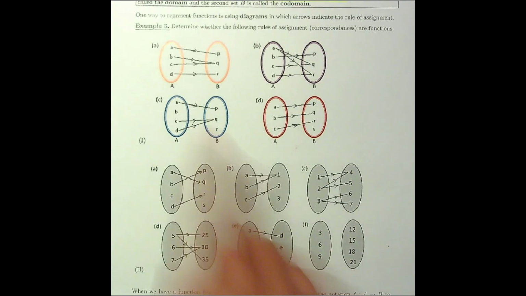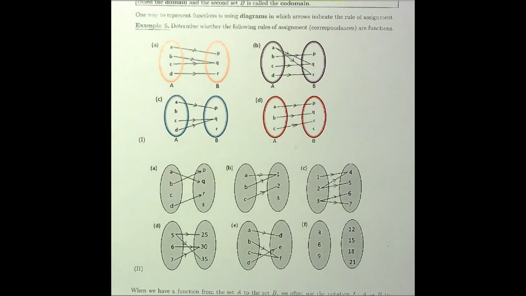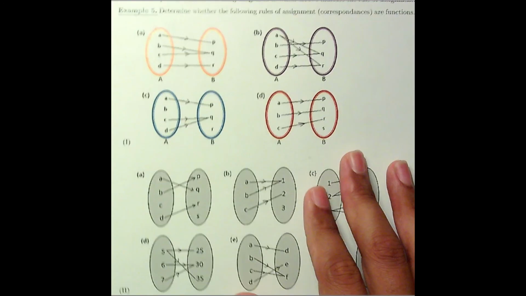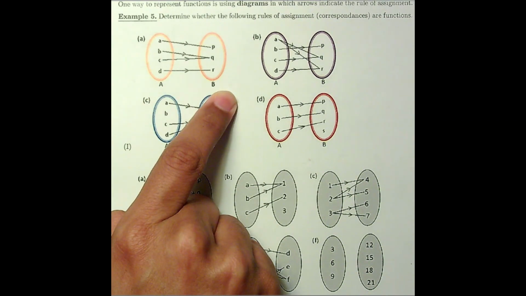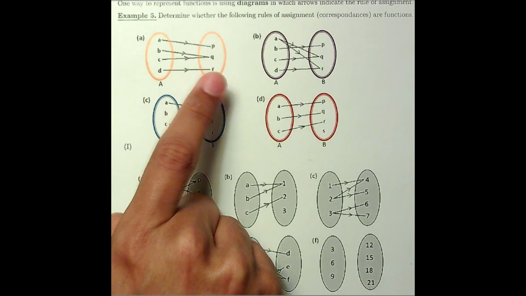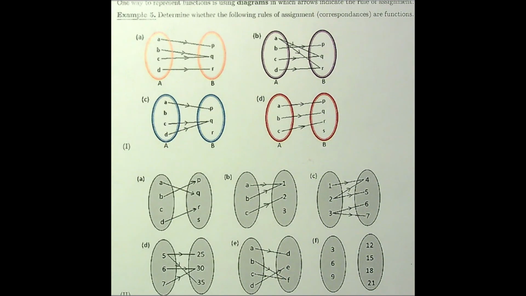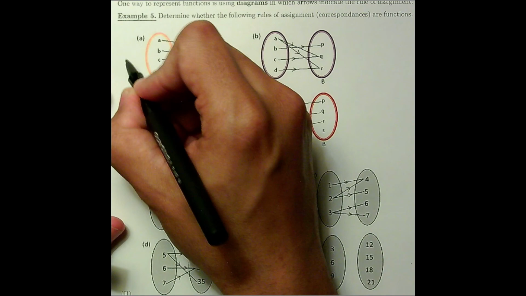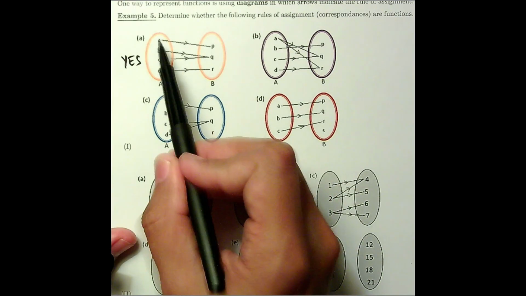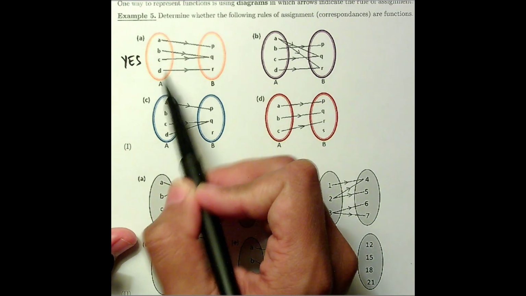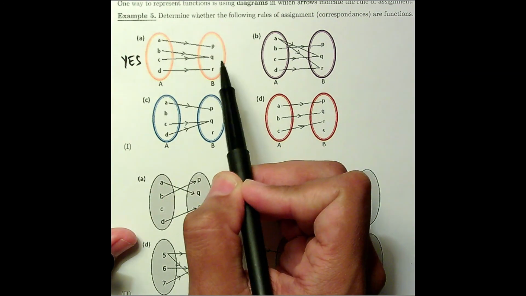Okay, let's look at this one. Right, that's my set A and that's my set B. Do you think that is a function? If you answered yes, then you are correct. This one is a function. It is a function. For each element in A, there is an associated element in B, right?